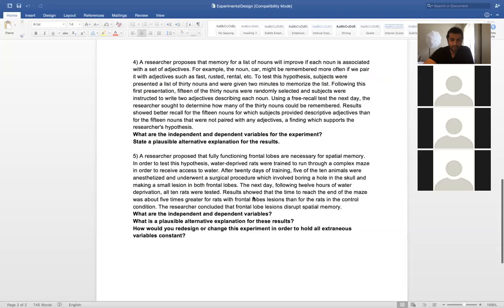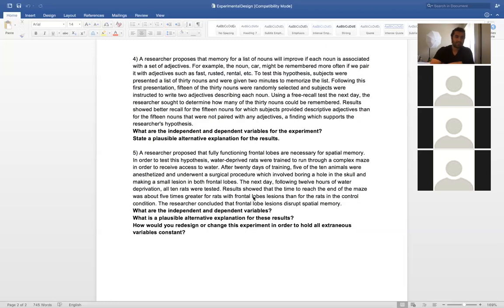All right. So again, more exposure to the words paired with adjectives. So that's one of the more confound problems with this experiment. Okay.